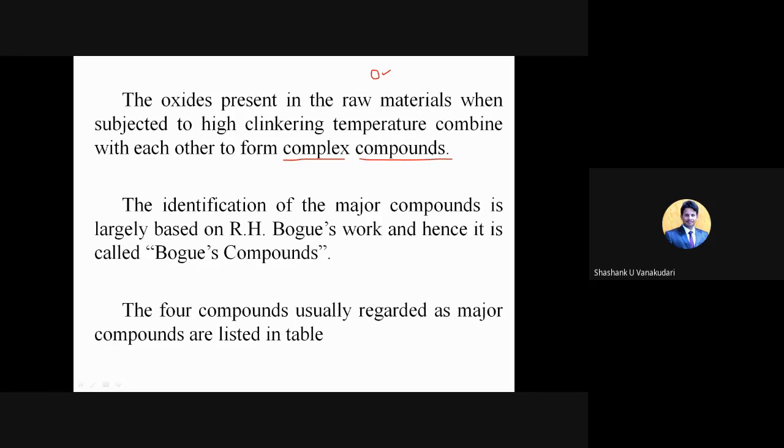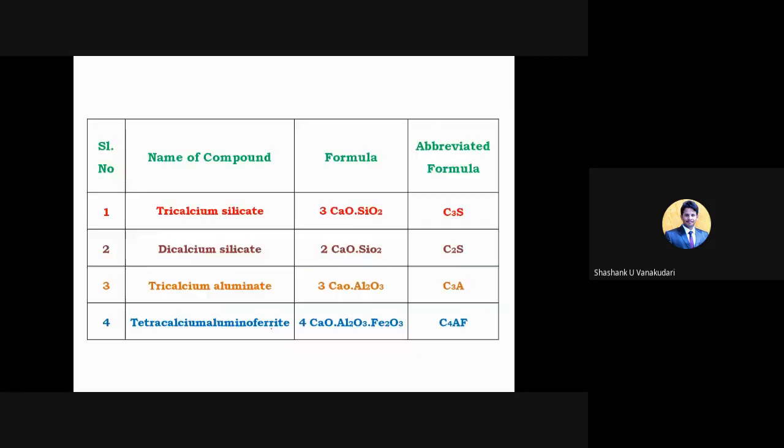So only we can call the chemicals which are present in the cement Bogue's compounds. Okay. So here you can see four different Bogue's compounds, usually regarded as major compounds, which are listed in the table. They are identified by R.H. Bogue, so only we can call these compounds Bogue's compounds. This is the most asked question in the exam. Just you can point this.